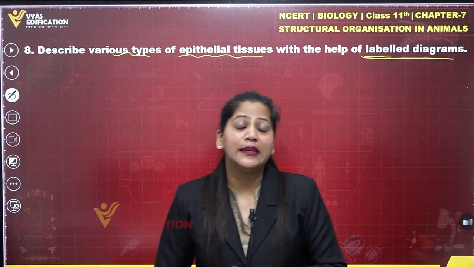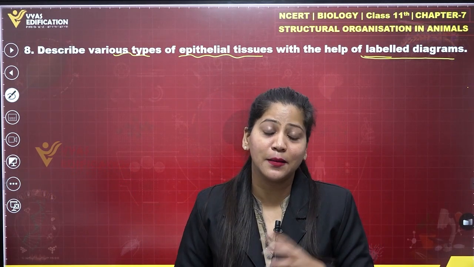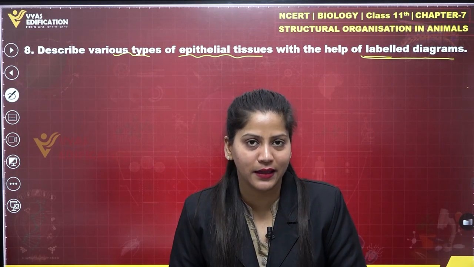Now moving on to the ciliated epithelium, which is the fourth type of simple epithelial tissue or simple epithelium, right?